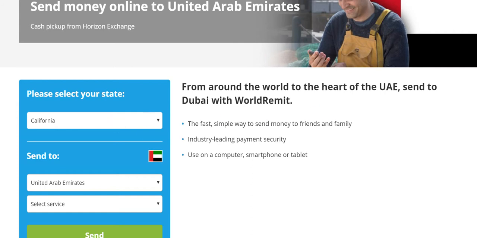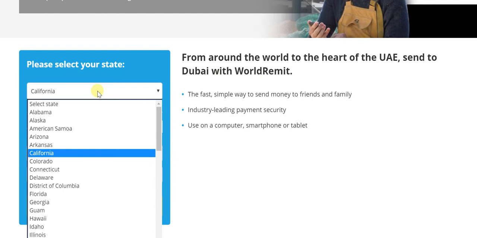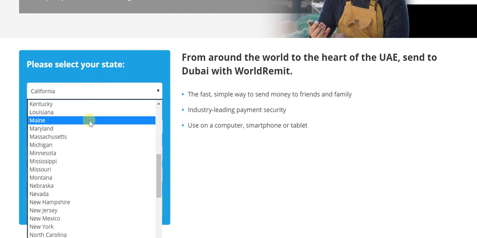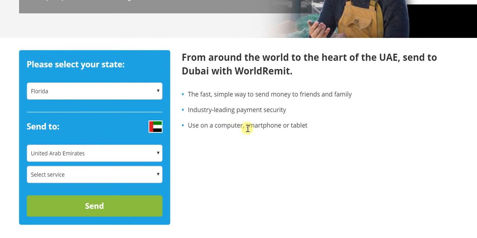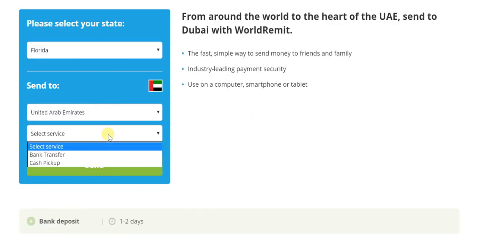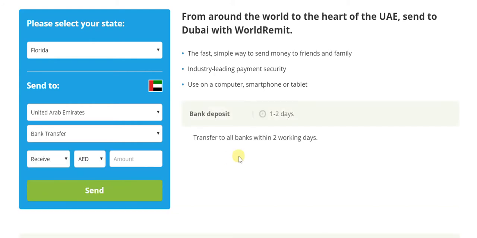The first step here on this page would be to choose your state. Now, let's say from this list of states in the US, let's take up Florida. And we are sending to United Arab Emirates. And there are these two services, as I mentioned, bank transfer and cash pickup. Let's start by choosing bank transfer.